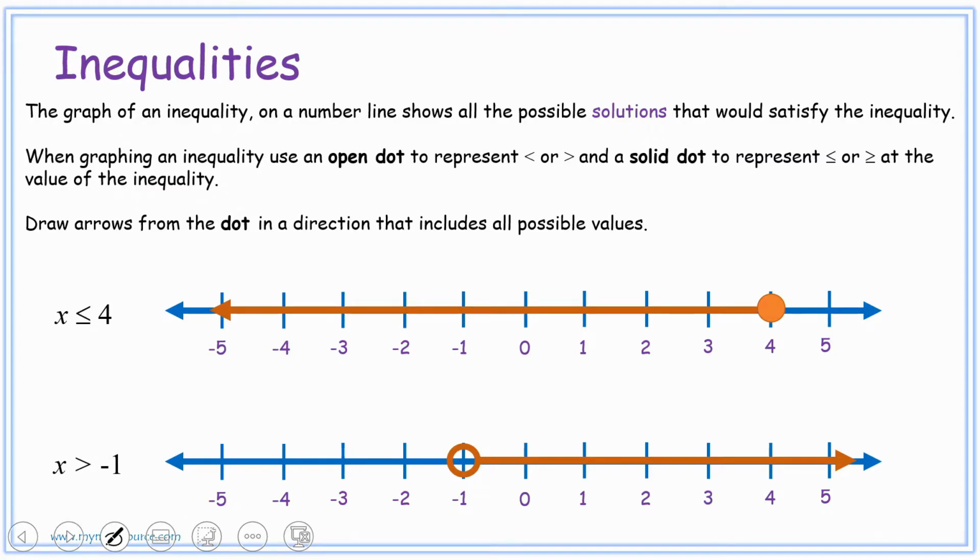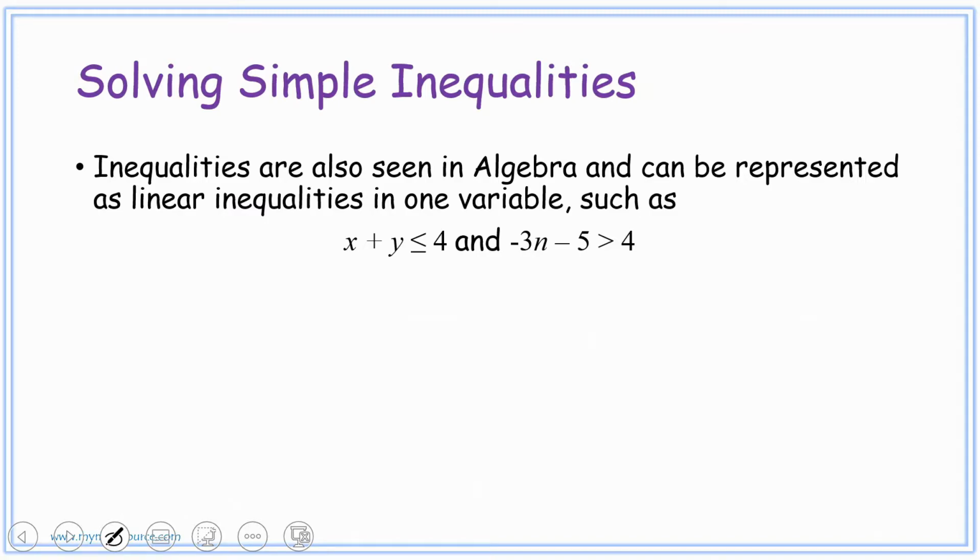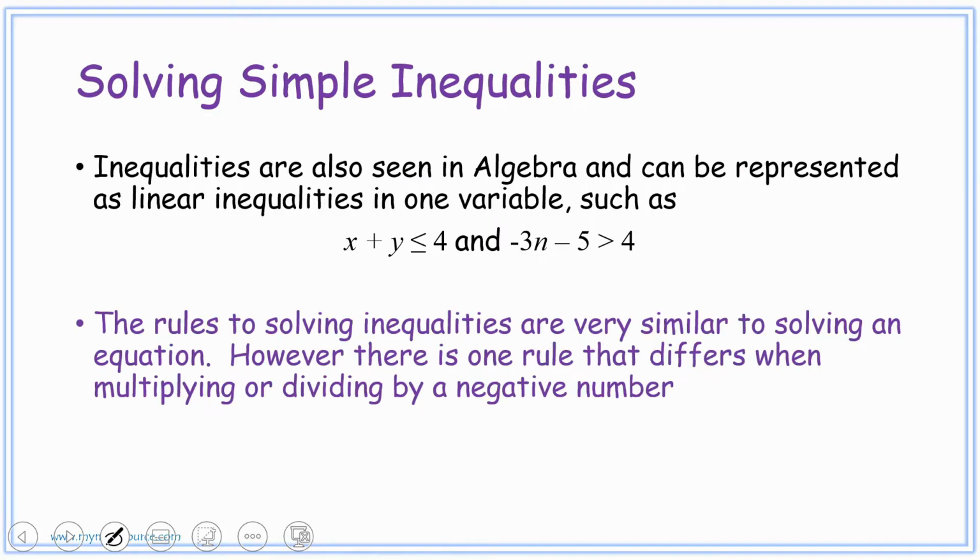solutions there. All right, but then we also get the algebraic aspect of it. And so here, what we're going to do is just show how we can write a linear inequality in one variable and solve it. So here are some examples. We have x plus y is less than or equal to 4, and negative 3n subtract 5 greater than 4. Now, the rules to solving inequalities are very similar to solving a regular equation. However, there's one rule that differs, and that's when we're multiplying or dividing by a negative number on both sides.